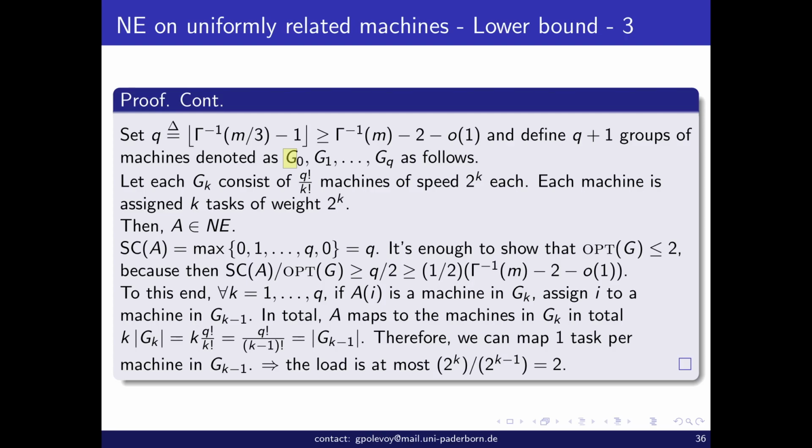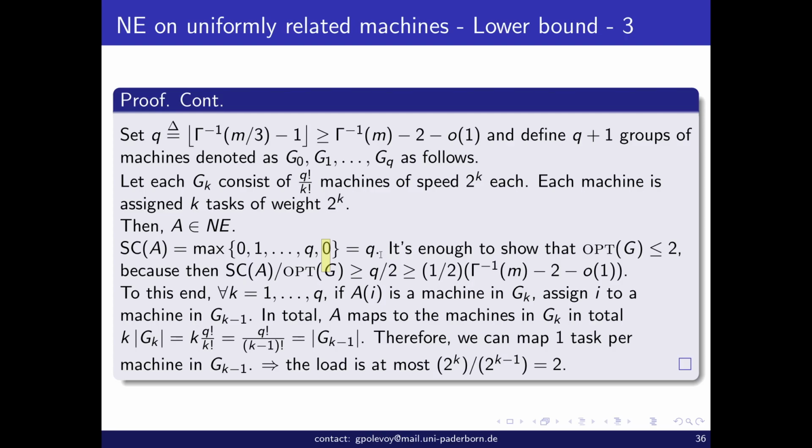Now, what is the social cost of A? The load of machine K is simply K. I made a mistake; I wanted to say the load of a machine from group GK is K, because there may be many machines in each group. So the social cost is the maximum over 0, 1 until the number of groups Q. There may also be machines outside the groups, but nobody goes there under A, so they also have load 0.